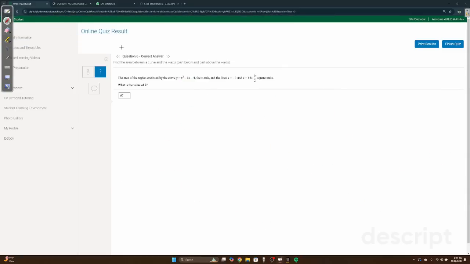Question 6. The area of the region enclosed by the curve, this, and this is k over 2 square units. What is the value of k? By the way, in the concept, it's showing part below and above the x-axis. So this is why you always need to check.